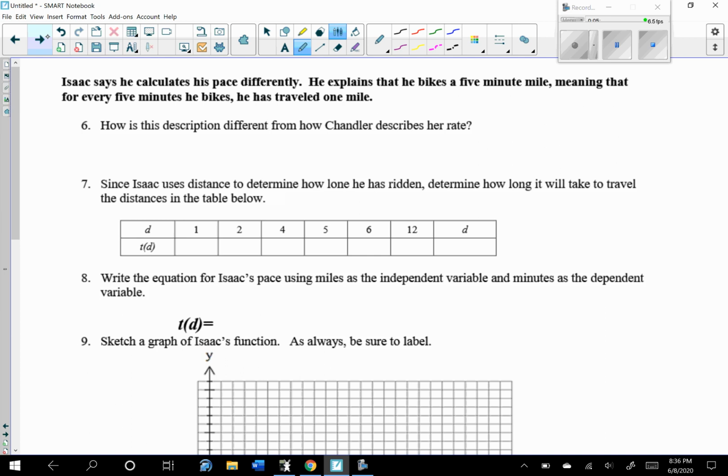The next question says, Isaac says he calculates his pace differently. He explains he can bike a 5-minute mile, meaning that for every 5 minutes he has traveled 1 mile. It says, how is this description different from Chandler's description of her rate? If you'll notice, the independent variable, which is of course your x, and the dependent variable, which is your y, have switched.